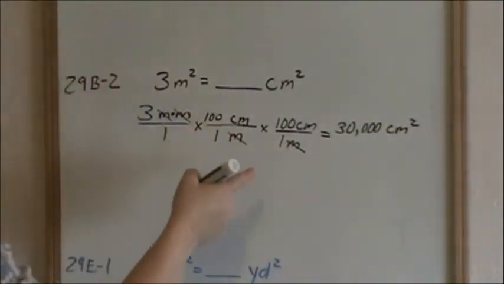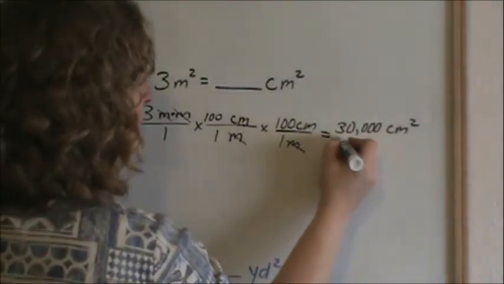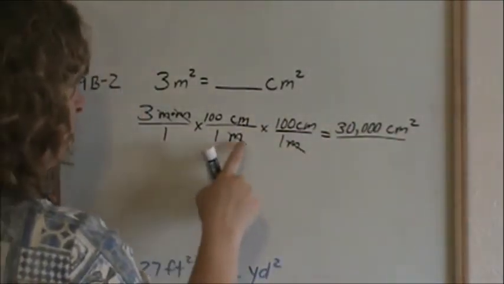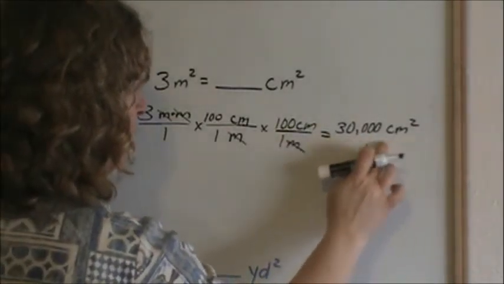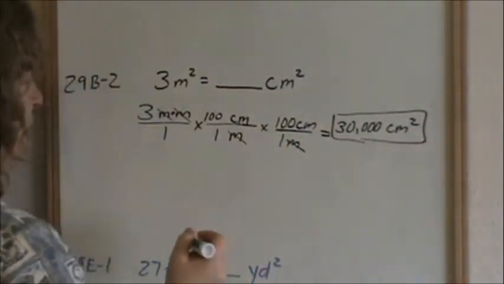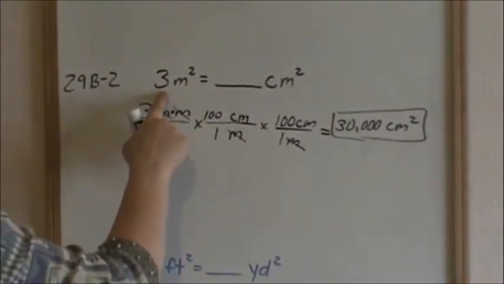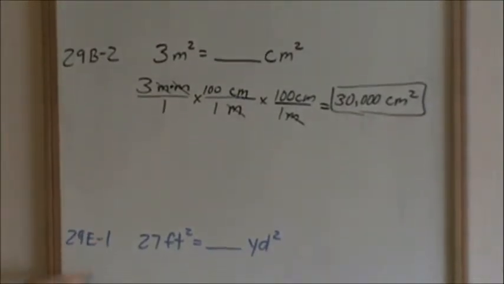I don't want to write my final answer as centimeters times centimeters. Write it as centimeters squared or square centimeters. Your denominator 1 times 1 times 1, 1. 30,000 divided by 1 is still 30,000. So 30,000 square centimeters is the same as 3 square meters. Now go to 29E1.